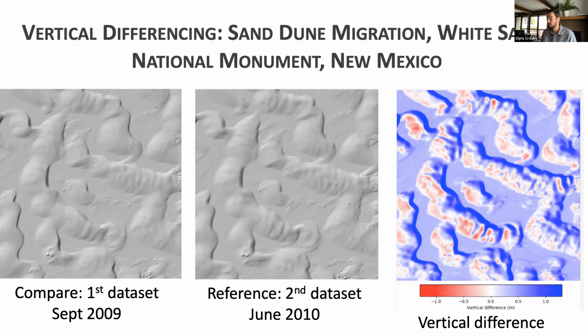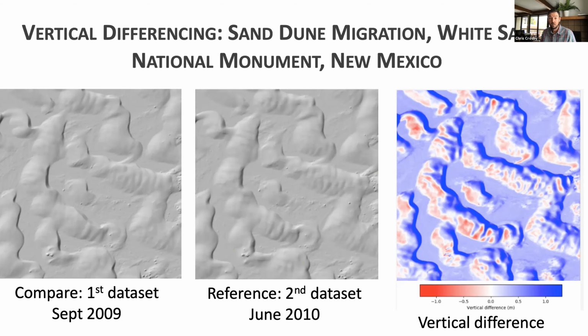And so blue is accumulation of sand, and red is erosion of sand, basically. So the down versus upward motion in the landscape. Dominant wind direction for White Sands is from the southwest, and so you can see these dunes marching to the northeast. All right, so this is just a very simple example of illustrating what this calculation looks like.